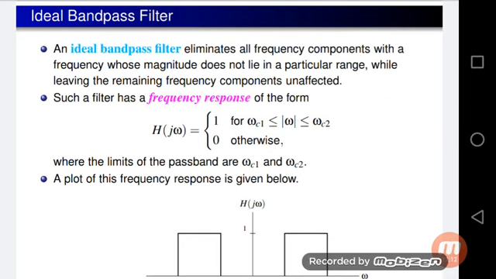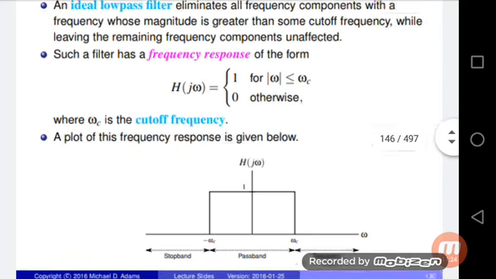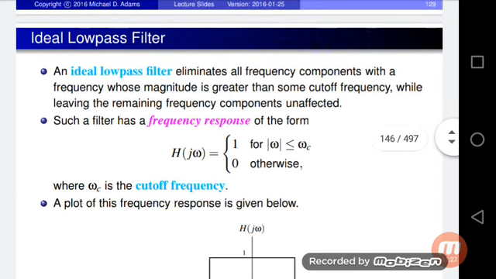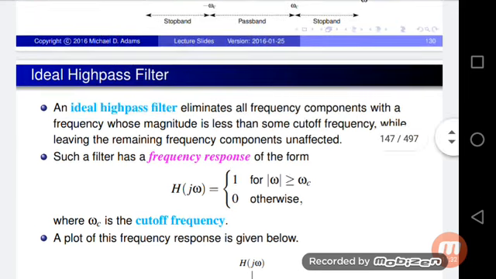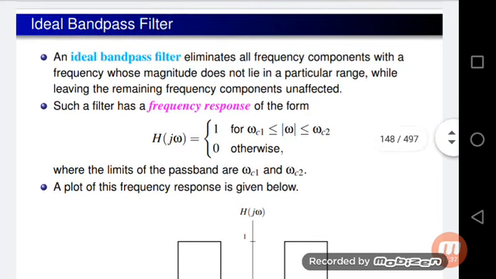Next one is the ideal band pass filter. Previously we discussed the ideal high pass filter and the ideal low pass filter. Now the ideal band pass filter. What are the differences between the ideal low pass, high pass and band pass filters?